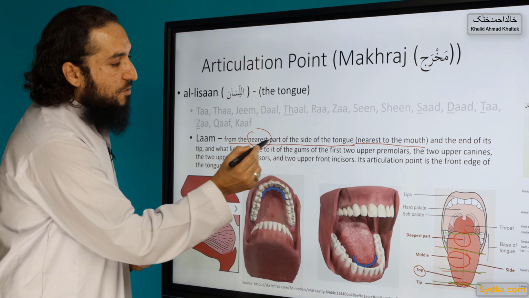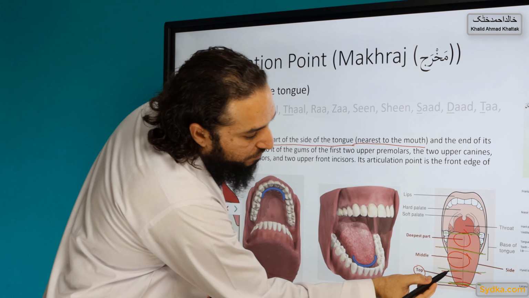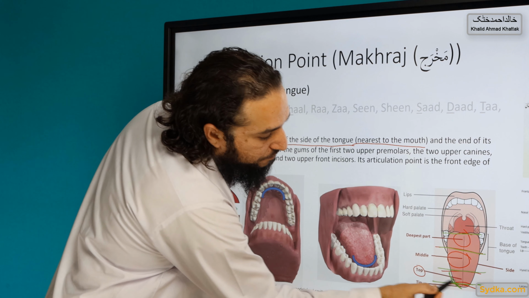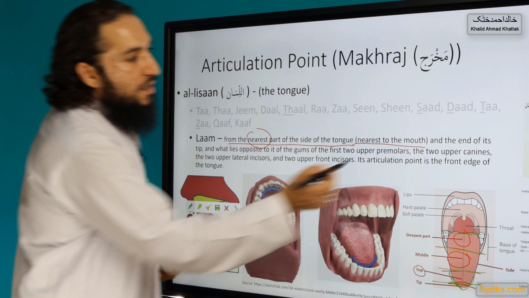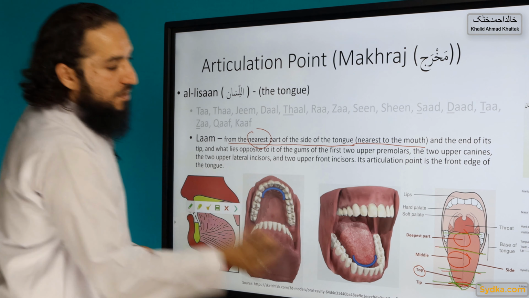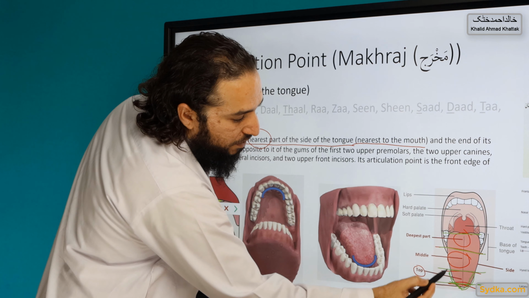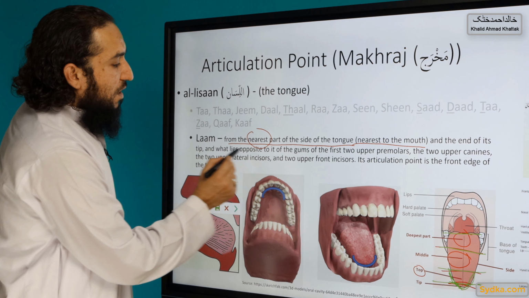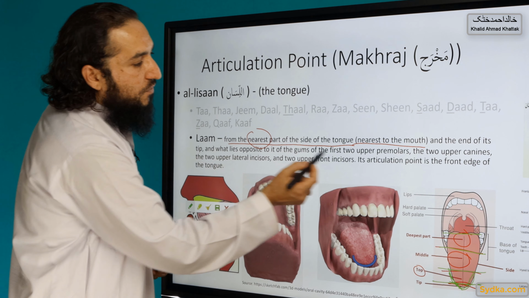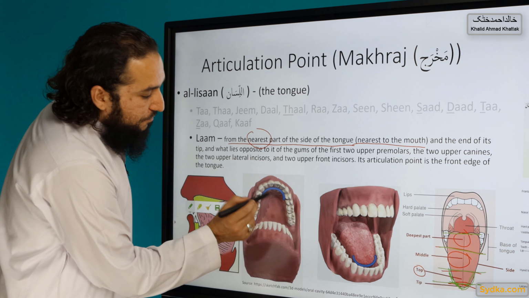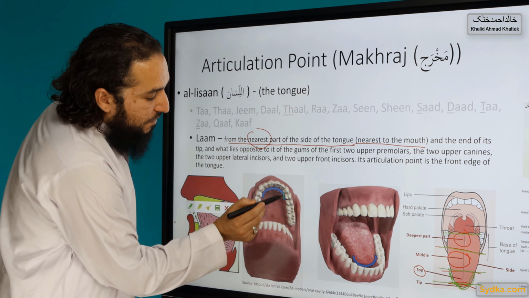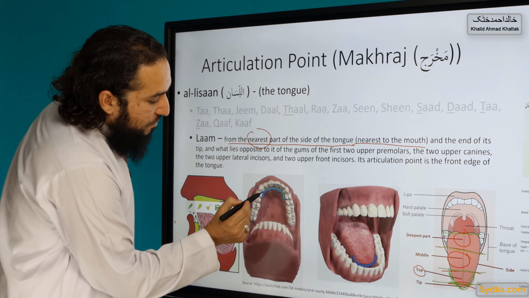So it says from the nearest part of the side. It's actually from here to here, or from here to there. It's referring to that, and at the end of its tip, from here to there. The tip, and what lies opposite to it of the gum of the first upper teeth. So whatever lies opposite to it, start from here to there.